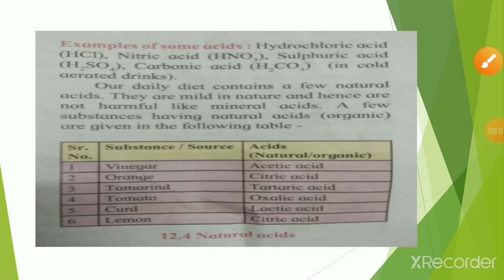Examples of some acids: hydrochloric acid, HCl; nitric acid, HNO3; sulfuric acid, H2SO4; carbonic acid, H2CO3 in cold aerated drinks. Our daily diet contains a few natural acids. They are mild in nature and hence are not harmful like mineral acids. Few substances having natural organic acids are given below.